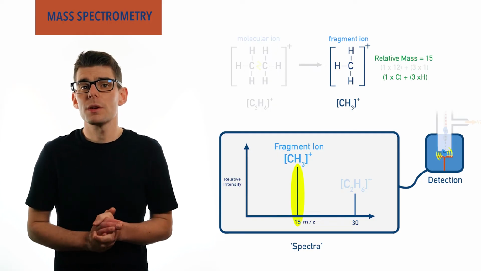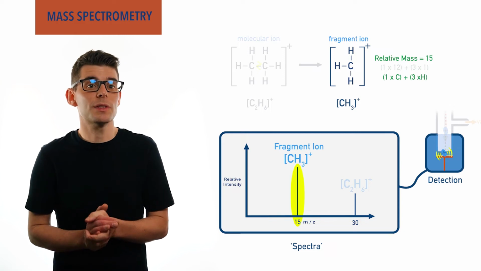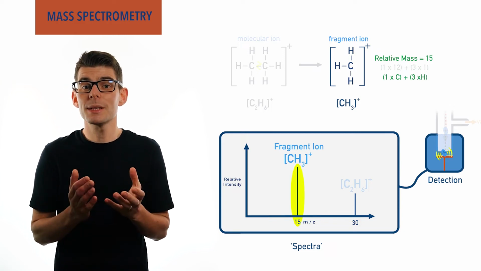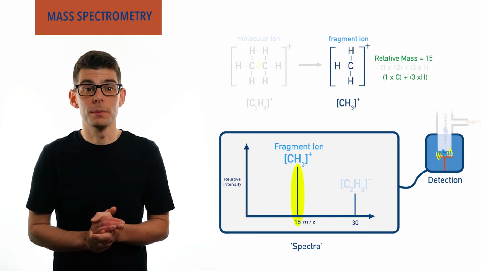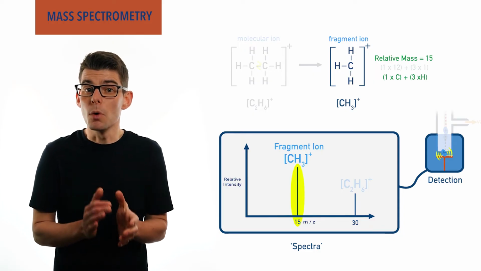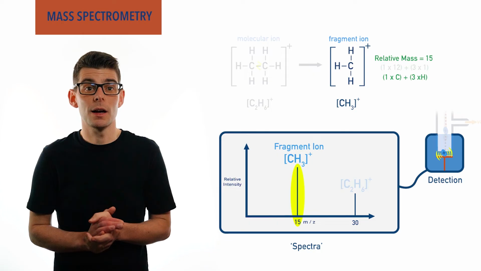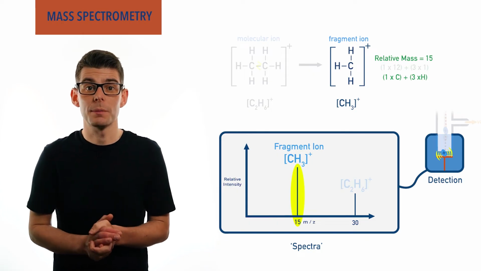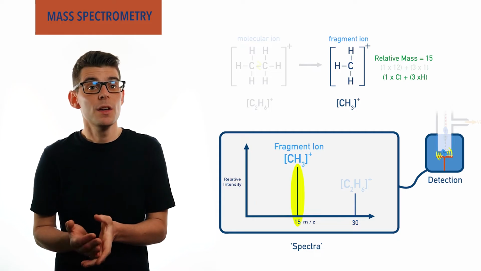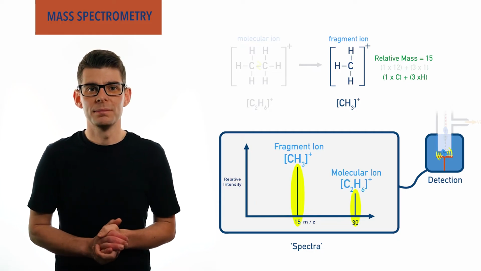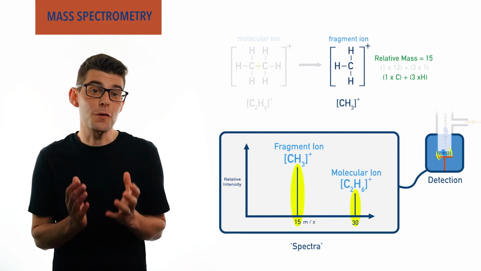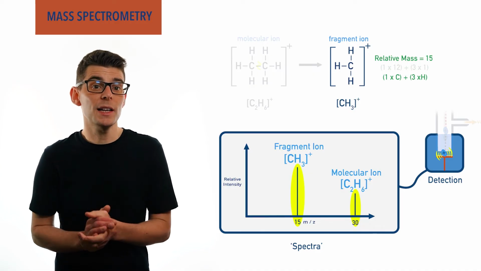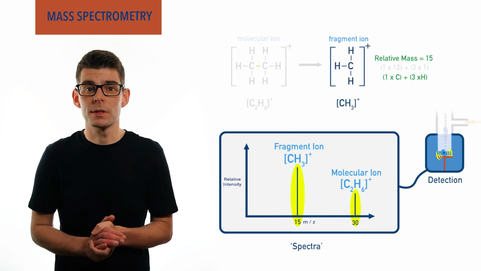Because the CH3+ ion is slightly more stable than the whole molecular ion, most molecular ions split apart into these smaller fragments, meaning we detect more fragment ions than molecular ions. This is why a larger peak for the CH3 fragment ion is seen in the spectra than for the whole molecular ion. This idea of fragment ions and their peaks can be very useful when analyzing more complicated substances.